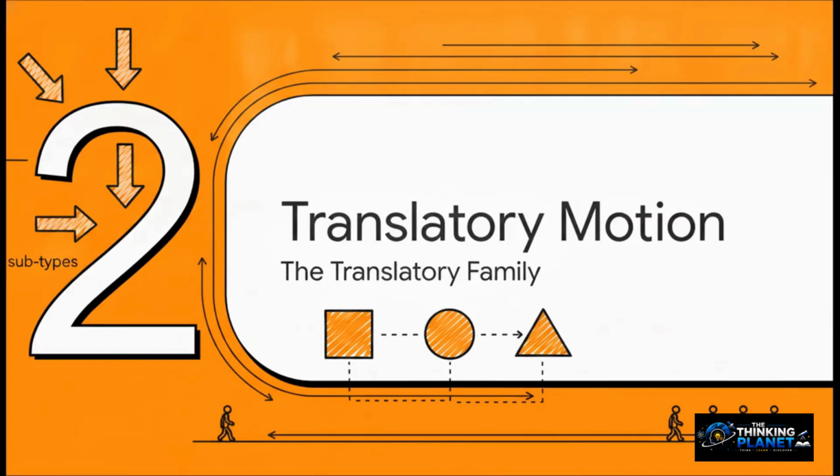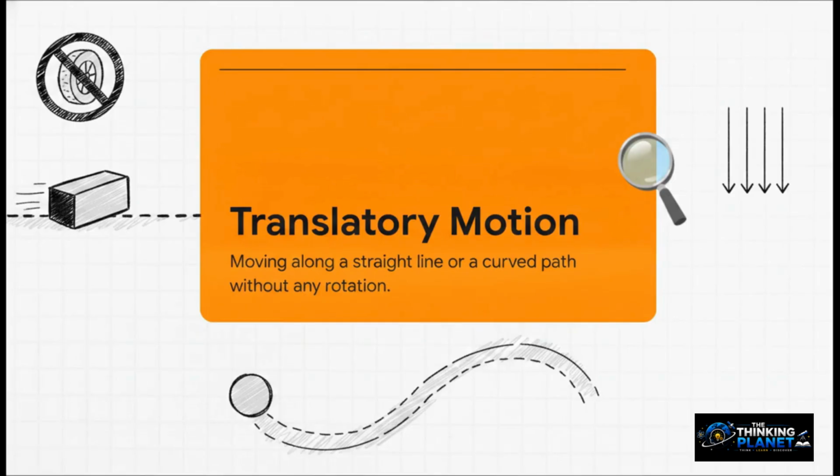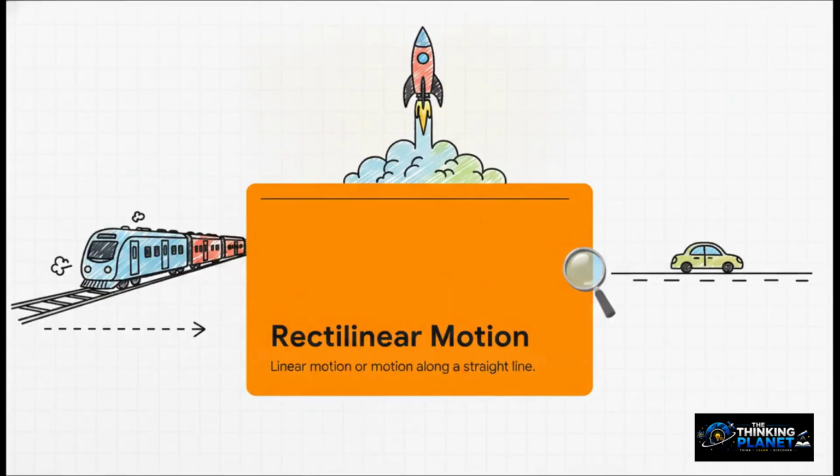Moving right along to Section 2, the translatory family. Okay, so the definition of translatory motion is a body moving along a straight line or a curved path without any rotation. The most important word in that entire sentence is without. Translatory motion means the body translates its every single point throughout its motion. Each and every particle of that body has to move perfectly parallel to each other. There can be absolutely zero spinning or rotating involved. None.